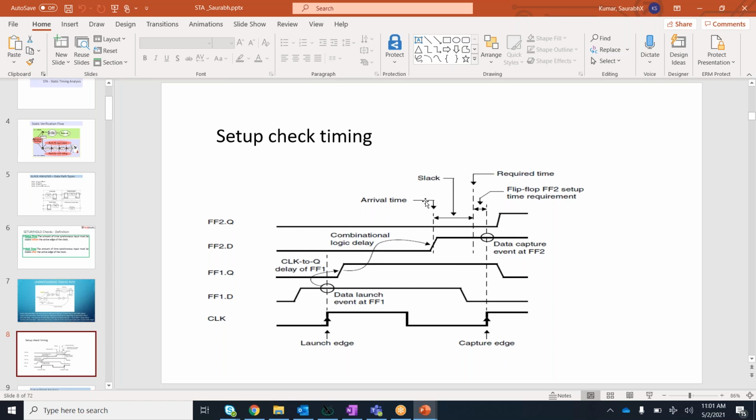When it is negative, if arrival time is more than required time, it means data is coming beyond this boundary. That is not acceptable. That will be reported as a violation. Now it's your job to find how to fix it. This is all about setup check and setup violation. Is this clear? Yes, sir.